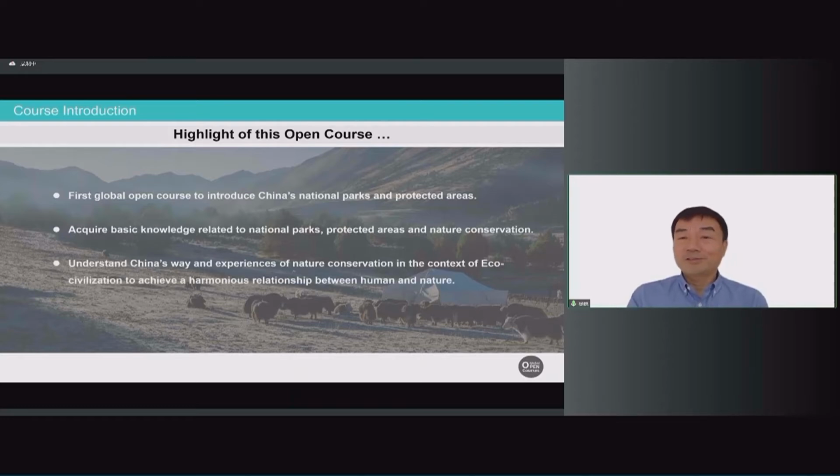And also, you know that China has a very interesting philosophy between man and nature, and also the Chinese government put forward and made a lot of efforts to practice the eco-civilization. So I hope that you could understand China's way and experience of natural conservation in the context of eco-civilization to achieve harmony between man and nature. Thank you very much.